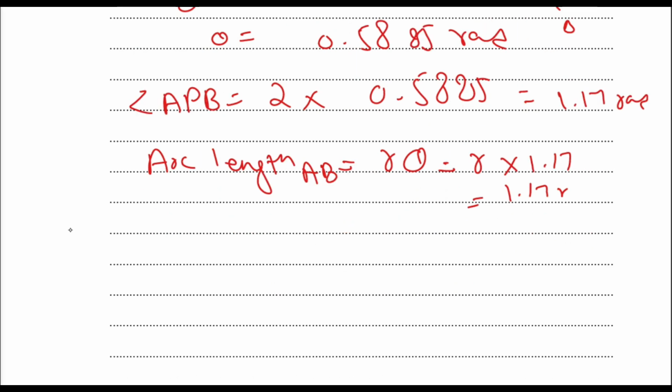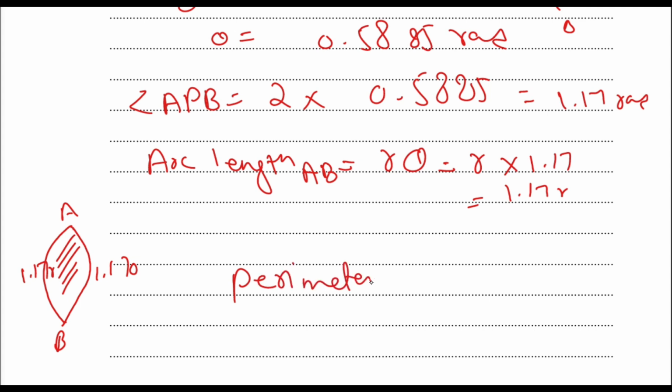So right now we have two arc lengths. One side is here, one side is here, B, A. This is all our shaded region. So this side is 1.17 r, so this side too will be 1.17 r. So as a total, we will have a perimeter of 1.17 r plus 1.117 r. It will be 2.34 r. That's enough.